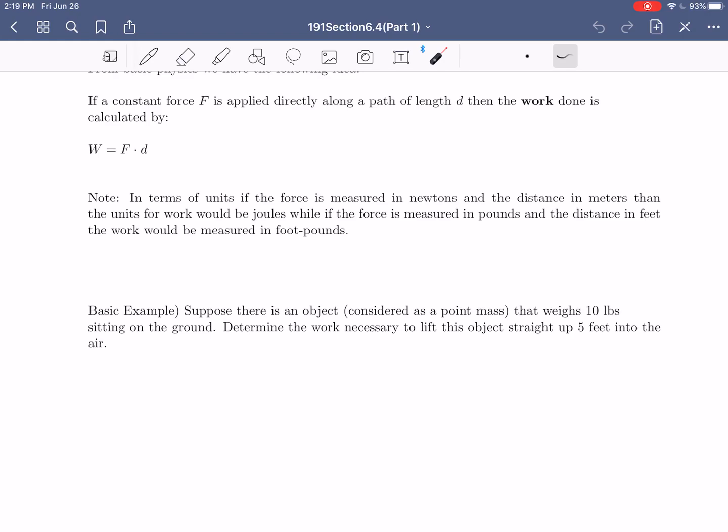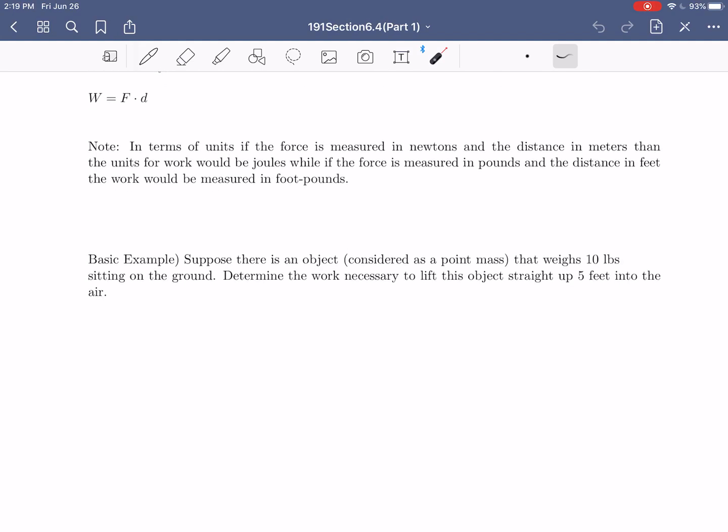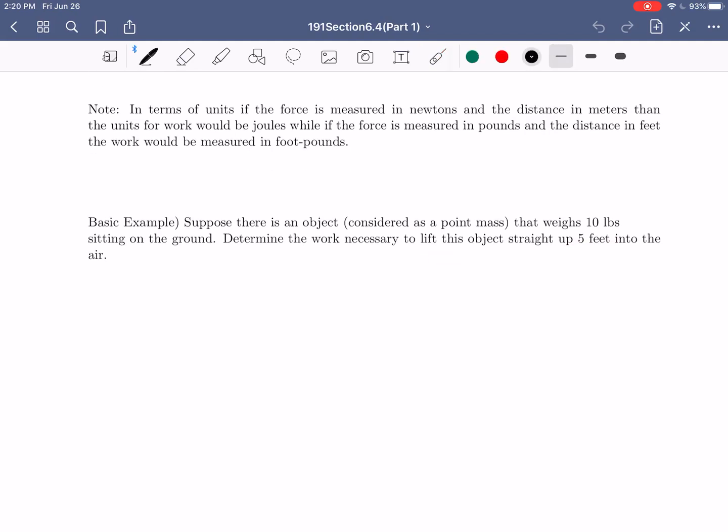All right, to get a sense of just what this formula is and the very limited situation in which this basic formula applies, let's look at a basic example here. Let's suppose that there's an object and we're going to consider it as a point mass. In other words, it's all considered as a single point that has this weight. And we know that it weighs 10 pounds sitting on the ground, and we want to determine the work necessary to lift this object straight up 5 feet in the air. So very simple here, right?